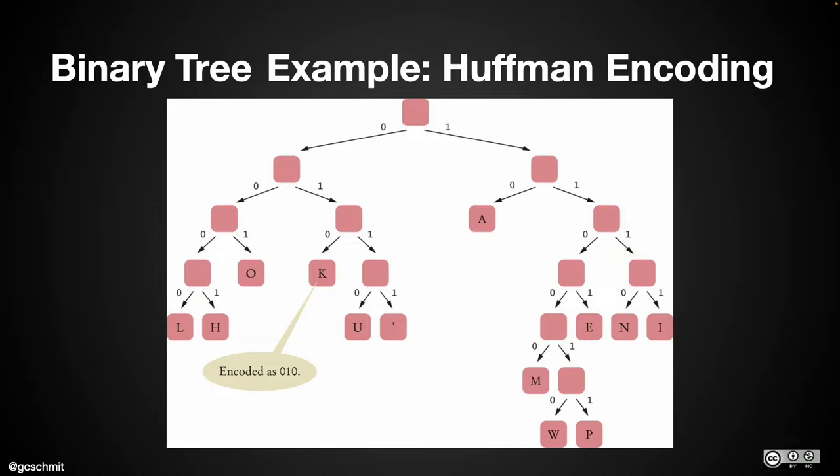Here's a cool example. We also can use binary trees for something called Huffman encoding. Encoding is the idea of taking some sort of data and representing it in a certain way. Huffman encoding can be used for compression, meaning that it's designed such that the number of bits used to represent something is less than it would be if we just encoded it in ASCII or Unicode or something. So let's actually look at an example here because I think this is kind of cool.